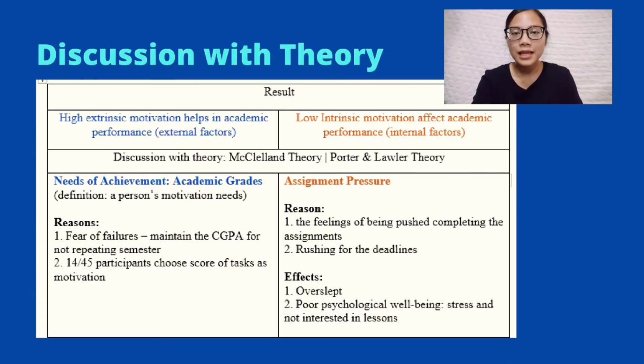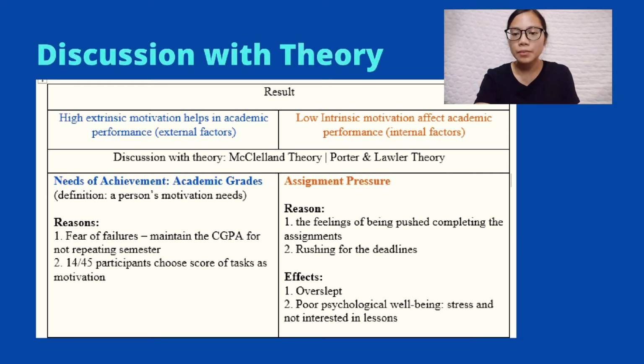Chapter 5, Discussions of Findings. For the first part, I'm going to discuss the result findings with theory concept and comparisons between previous studies. For theory concept, we use McClelland's theory of motivational needs that has been mentioned in Chapter 2. There are three concepts in this theory, which are needs for achievement, affiliation, and power.